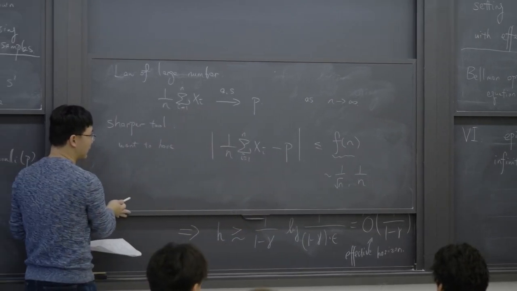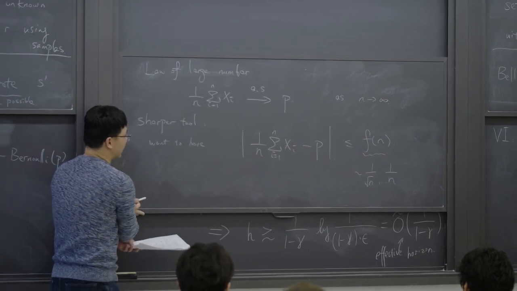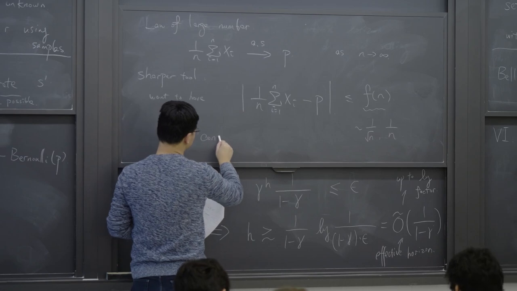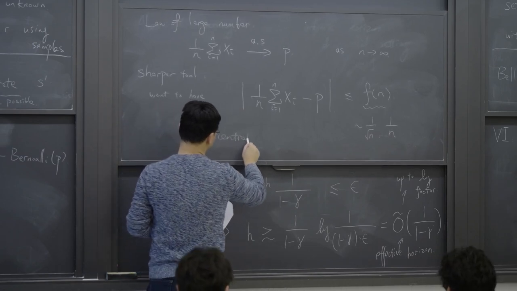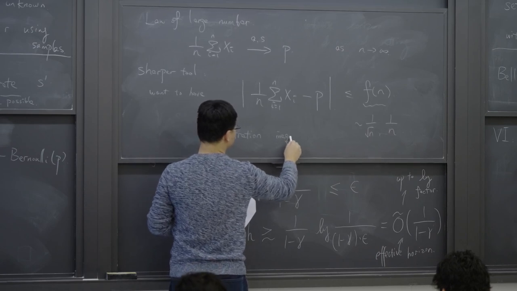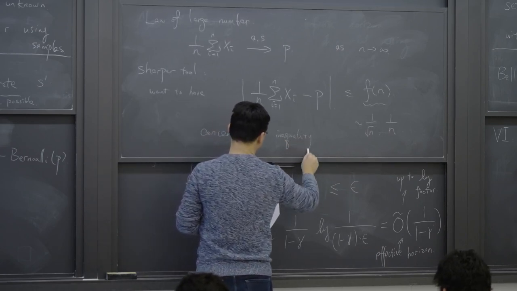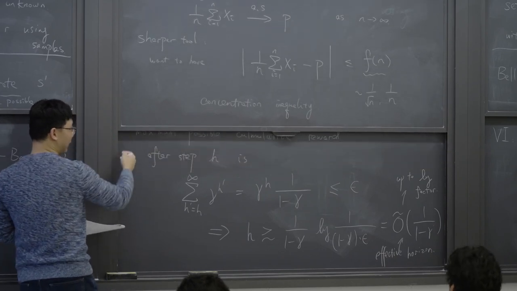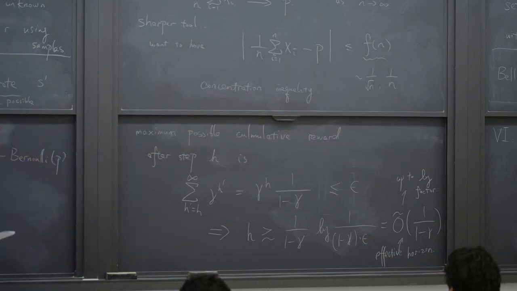For those who are familiar with probability, you know this tool is called concentration inequality. It will be essentially the single most important mathematical tool we're going to use when we analyze any learning algorithm.